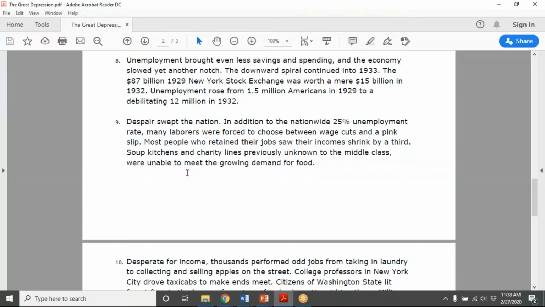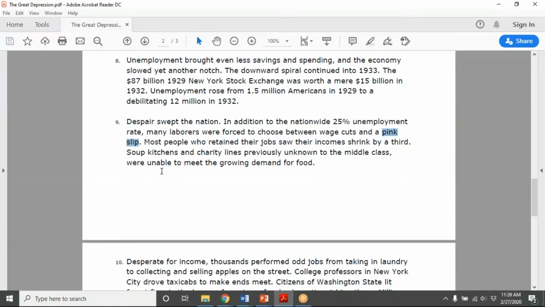Okay, and if you are familiar with the Great Depression, you probably picture in your head a black and white picture of people standing in line for a soup kitchen or some sort of bread lines or charity. But it says people had to choose between wage cuts and a pink slip. What do we mean, a pink slip?